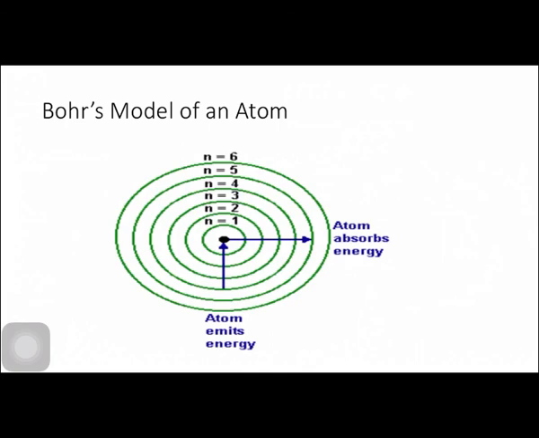So students, this is the whole story about the Bohr atomic model. His model nicely explains the stability of an atom. It also explains why an atom forms the line spectrum instead of the continuous spectrum.